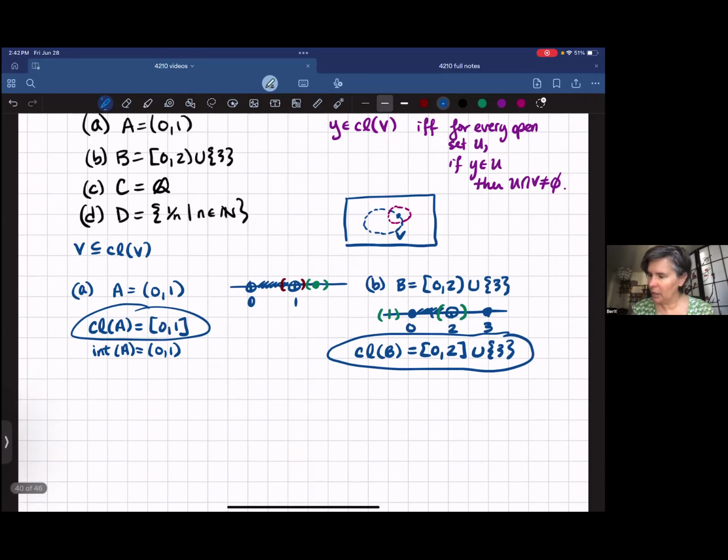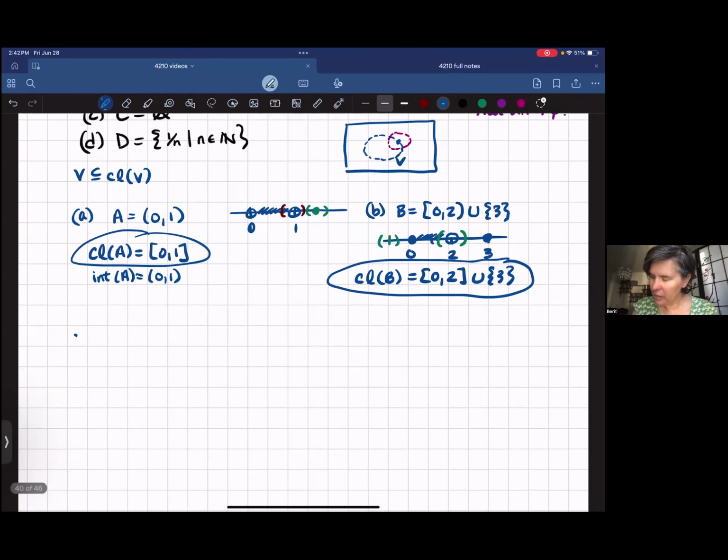That is true. All right, what about C, the set of all rational numbers? I want to find the closure of the set of all rational numbers. Well, every rational number is in the closure because the closure is always the set itself plus maybe more stuff, okay? But what about irrational numbers? So here are the rational numbers, and then I'll draw the irrational numbers as pink.